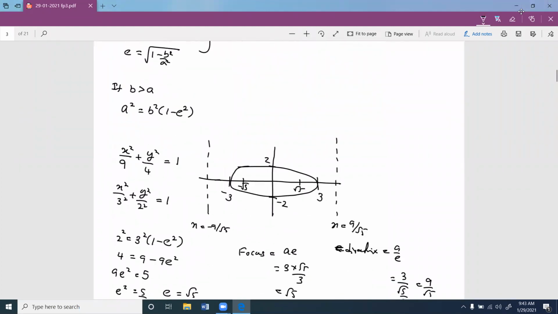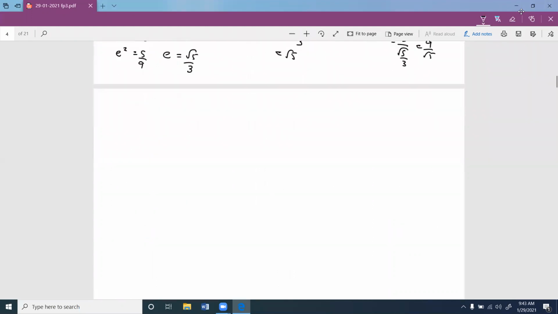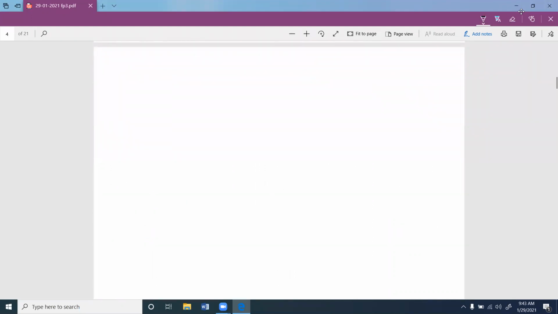Okay, let's go to another example over here. This is x squared over 16 plus y squared over 25 is equal to 1. So this turns out to be x squared over 4 squared plus y squared over 5 squared is equal to 1. If you just draw this, you can understand it, but there are certain things we need to understand.